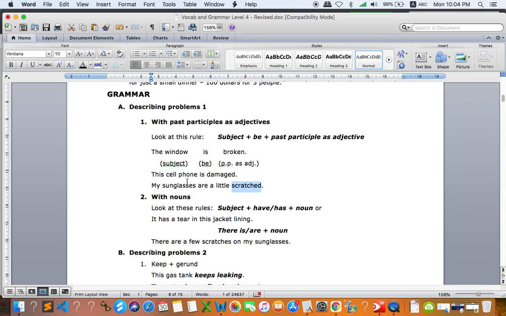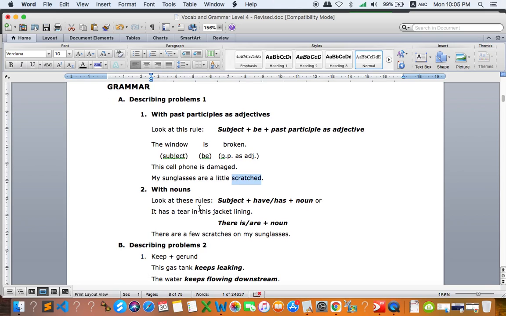Okay, so in order to describe problem one, instead of using the past participle as an adjective, we also can use nouns. But when it comes to nouns, everyone, we have two different forms or rules right here. So we have subject plus have or has plus noun, or there is or there are plus noun. Okay, as I mentioned in the previous video, I talked about this as well.